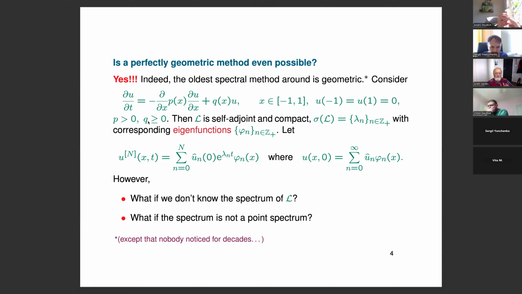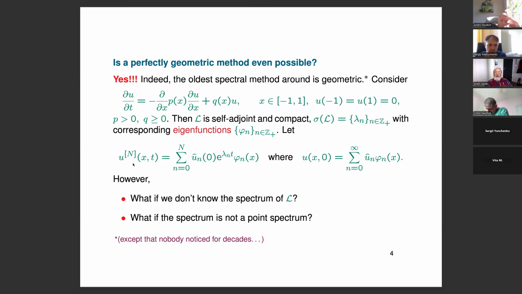And because P is positive and Q is not negative, the differential operator is self-adjoint and compact in a finite interval. Suppose we have 0 boundary conditions. And because it is self-adjoint and compact, it has a point spectrum, so it has eigenvalues and eigenfunctions. And the idea is to expand in a basis of the eigenfunctions. What can be simpler? So we take the initial condition, we expand it in the basis of eigenfunctions, and we truncate it to capital N.